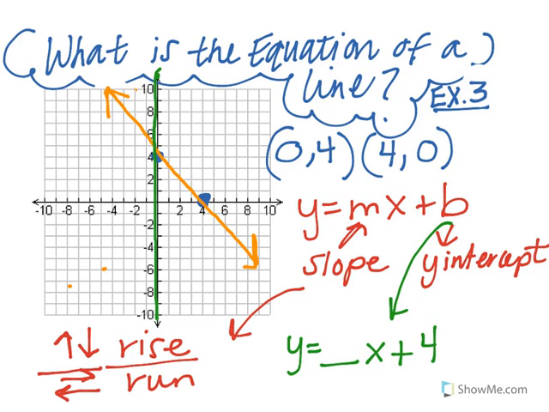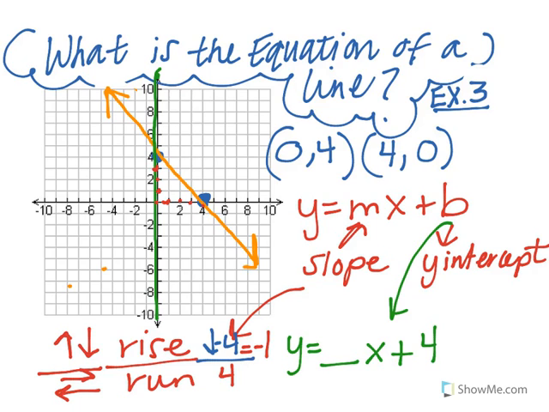So from the top point, from 0, 4, we're going to count down 1, 2, 3, 4. So down 4, which is going to make a negative. And then we're going to count over 1, 2, 3, 4. Over 4. And this is going to make my slope negative 4 over 4, which equals negative 1.